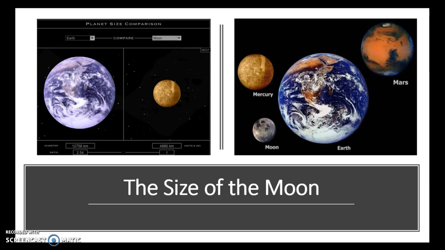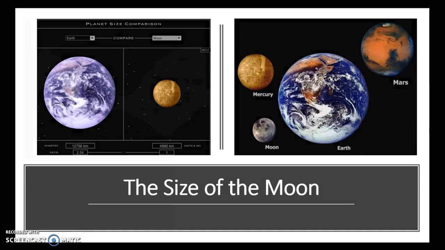So when you take the moon and compare it to other planets, you can see that there are definitely substantial size differences. This image in particular will show us that the size of the moon is definitely going to be smaller than Mercury, Earth, and Mars.